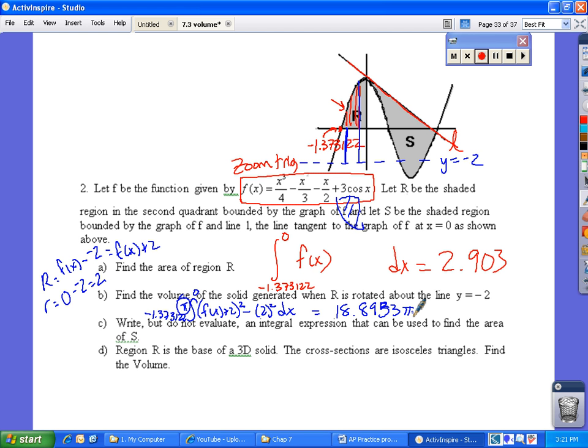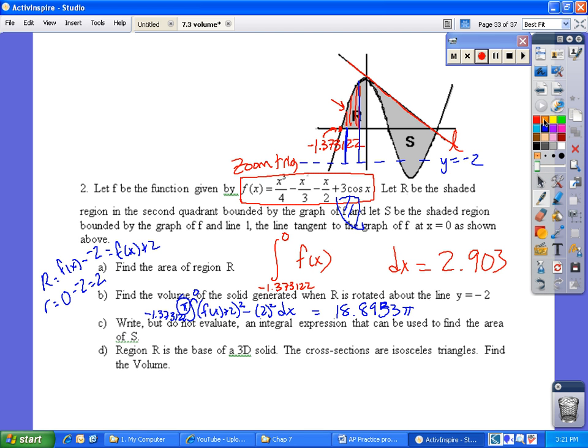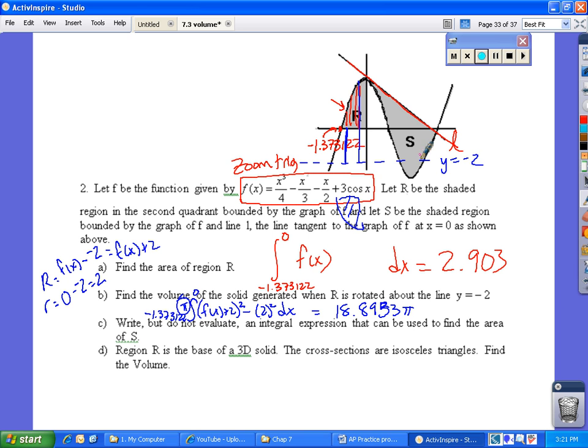All right, option C. Write but do not evaluate an integral expression that can be used to find the area of S. Well, the area of S is kind of annoying because it's in between this line that we still don't have an equation for and the curve that we do have an equation for. So let's look at what S is. The top of S is the line tangent to the graph at x equals 0.